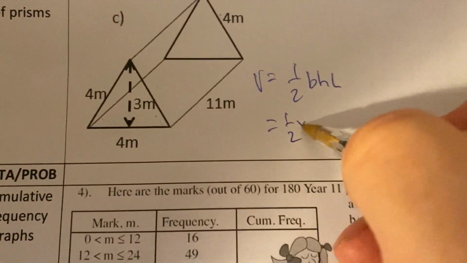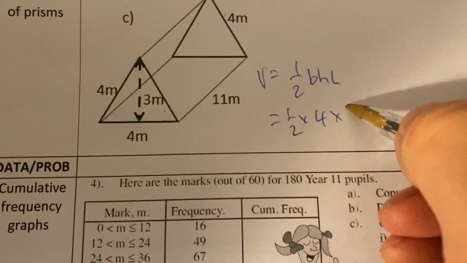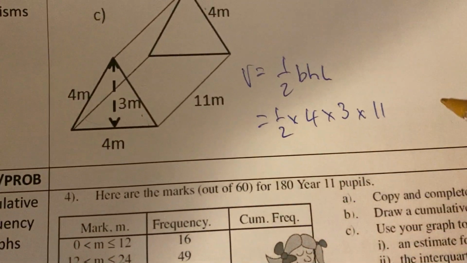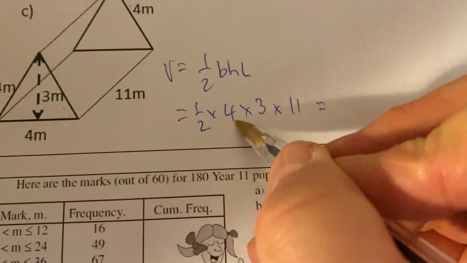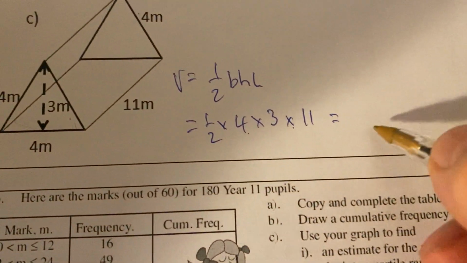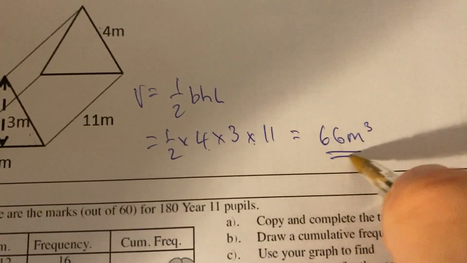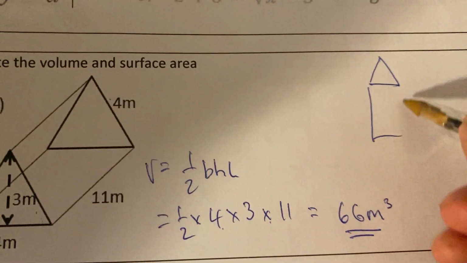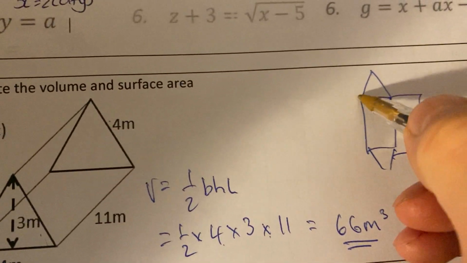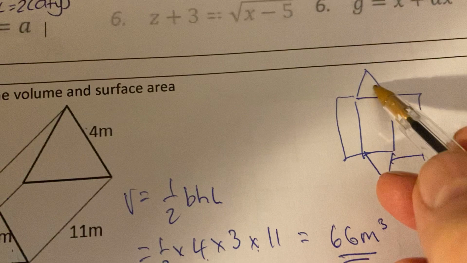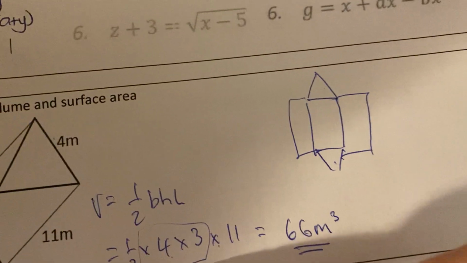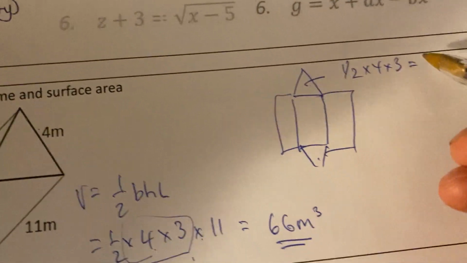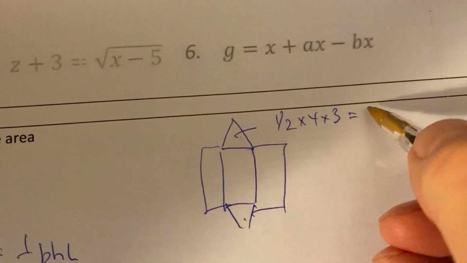So it's a half times the base, which is 4, times the height, the perpendicular height, which is 3, times 11, the length. So that equals a half times 4 is 2, 2 3s are 6, 6 times 11 is 66 cubic meters. Now, the surface area, if I do the net of this, I find that the net looks like this. Okay? Now that triangle and that triangle, we've already worked out this section here. So that triangle is half times 4 times 3. 4 3s are 12, half that is 6.